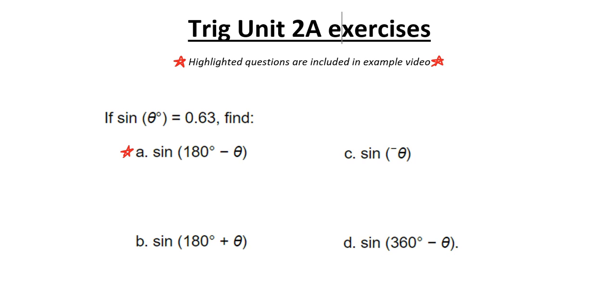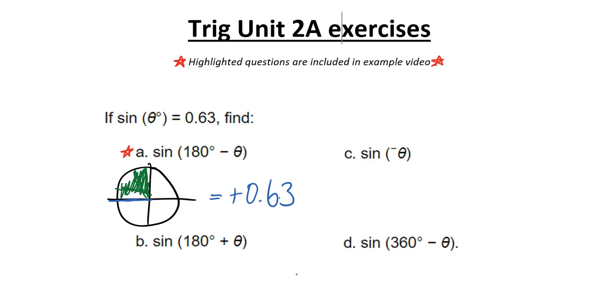Okay, so if I draw my unit circle for the first one, I know that 180 is sitting over here, and I'm taking away theta. So I don't know exactly where it is, but it's somewhere in here. It might be there-ish, it might be over there, it might be 89.4. It's somewhere in the second quadrant. Now thinking about my symmetry, that means I'm in the second quadrant where only sine is positive. So if sine's in here, we know that the answer is positive 0.63.